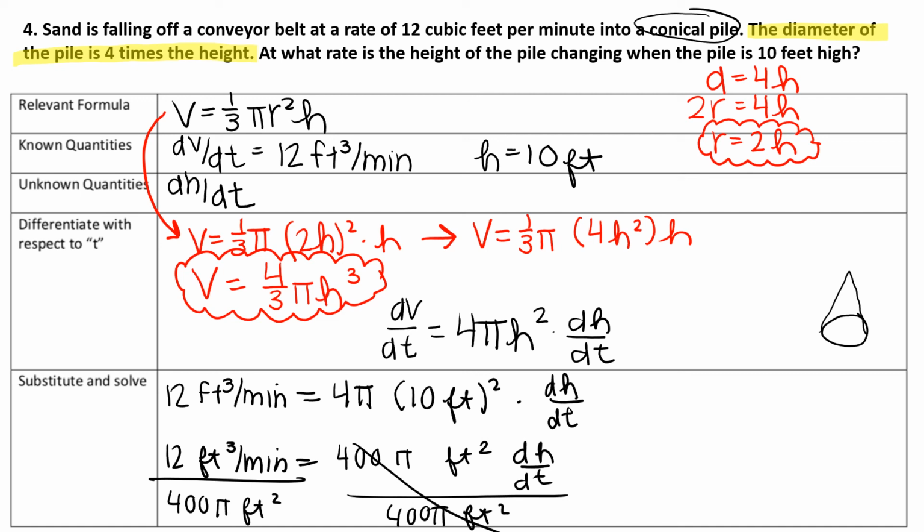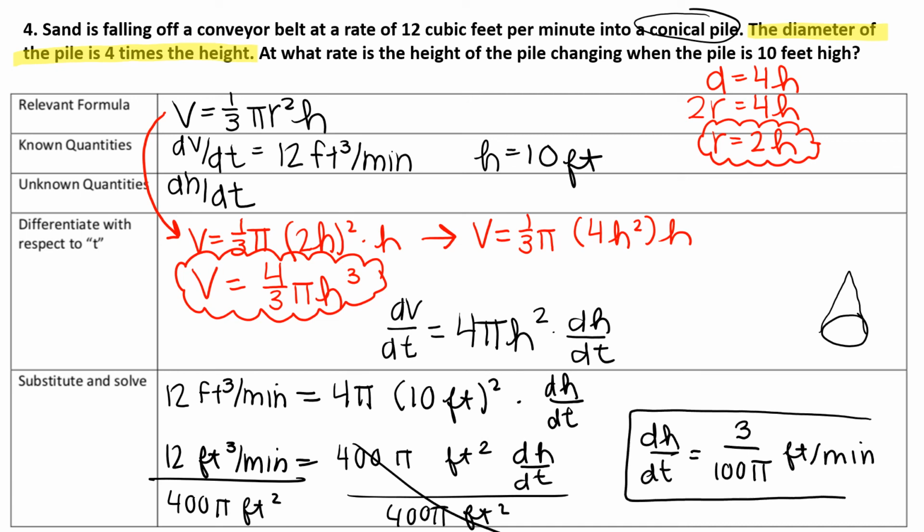We are left with dh/dt equals 12 over 400 pi, which reduces down to 3 over 100 pi. Feet cubed over feet squared leaves us with just feet per minute. So again, a similar process to what we've been doing over the past few days, with that added step of having to rewrite our formula in terms of just h.